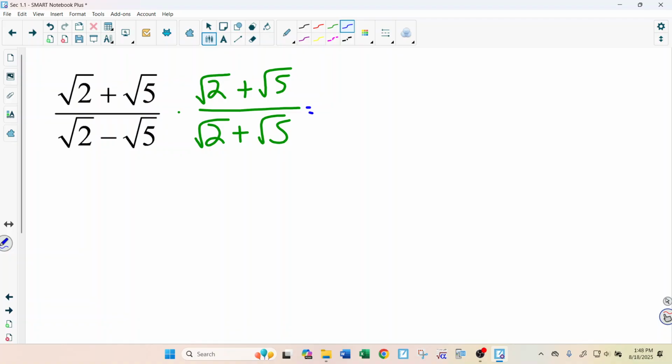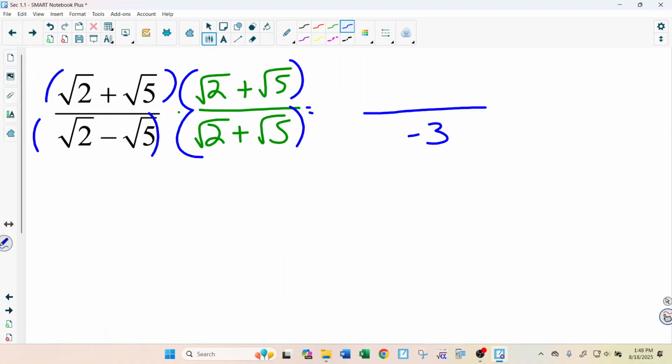And I'll leave it for you to figure this out, to actually FOIL the top and the bottom. The bottom, all the radicals cancel, and we just get negative 3. The top, if you simplify that, you will end up with a radical, and I think we end up with 7 plus 2 square root of 10. So if you wanted to try that one, you could. So rationalizing the denominator, you multiply, so you no longer have radicals in the bottom.